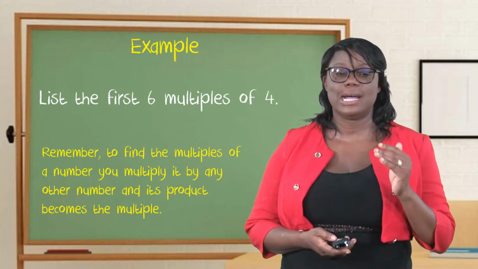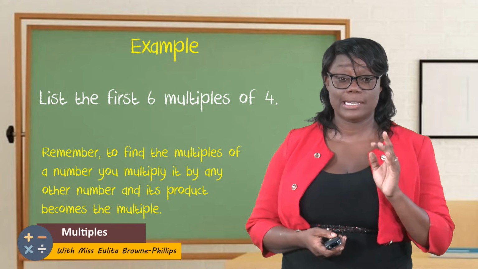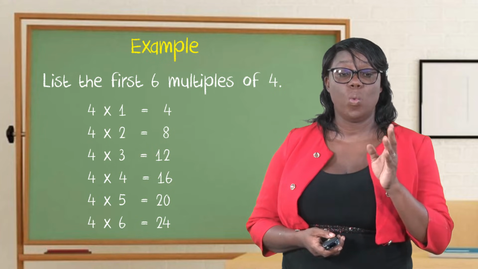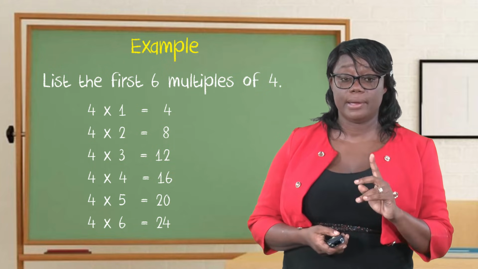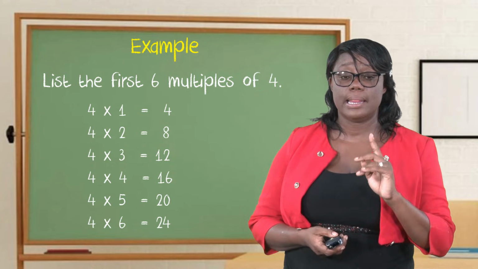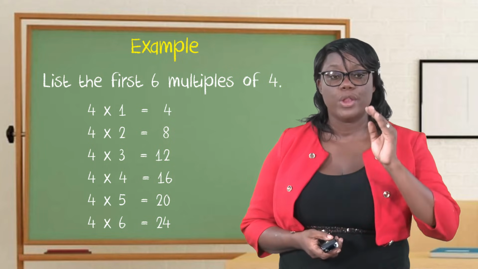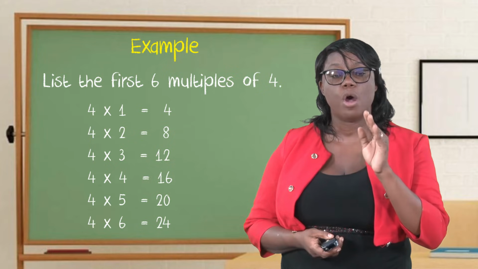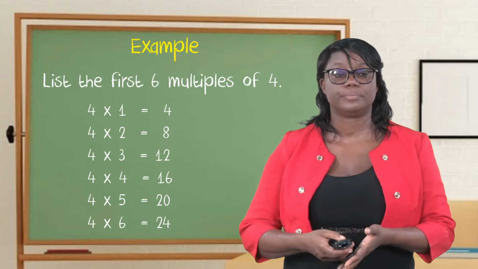So we will start by multiplying the number 4 because we are listing the multiples of 4, by 1, we start with the simplest number. Remember, it said to list the first 6 multiples. Now, when we start with the simplest number, we start from 1. Our numbers are arranged in order.